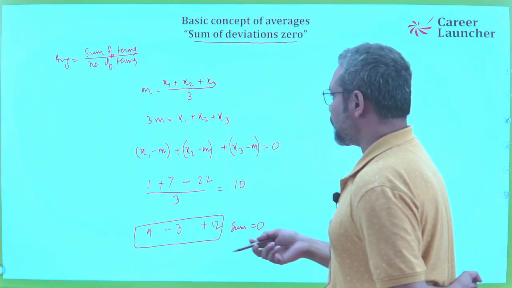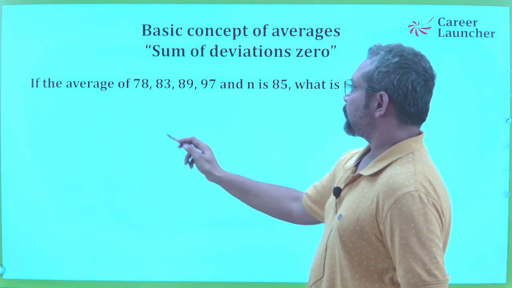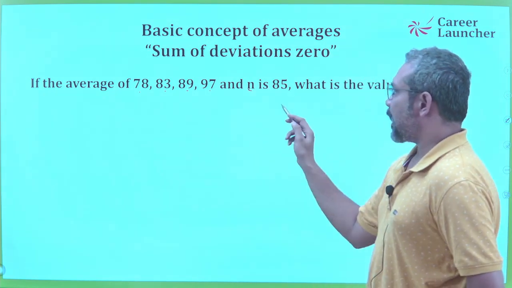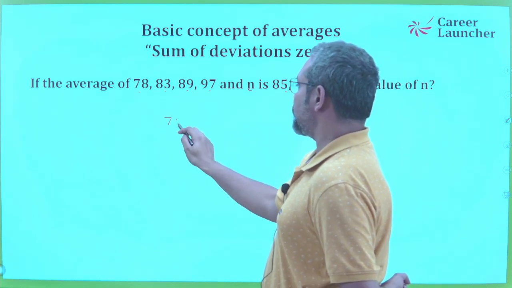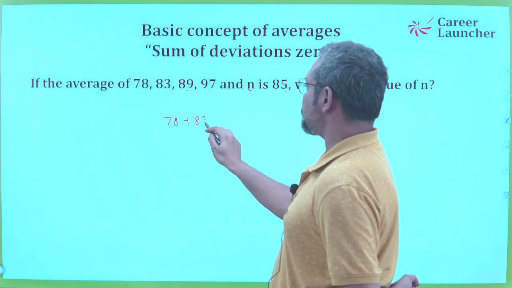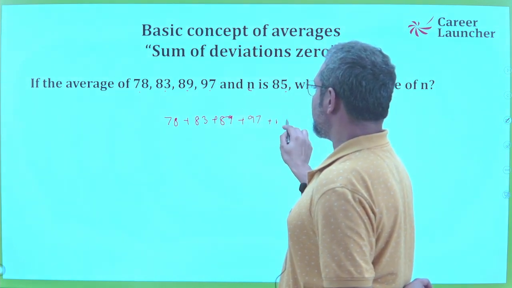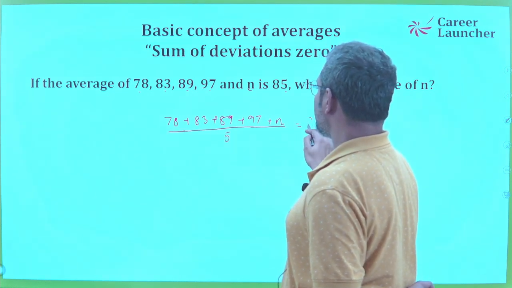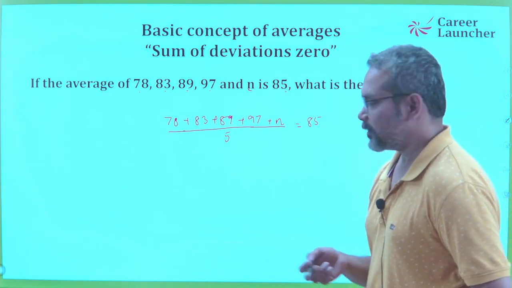Okay. Let's take a question on this quickly. So this one saying that these four numbers and n, the average is 85. Okay. How do you solve this? Traditional way of doing it is adding these plus n, dividing that whole thing by 5, equating to 85, and then solving for n. A lot of calculation involved. How do we do it fast?